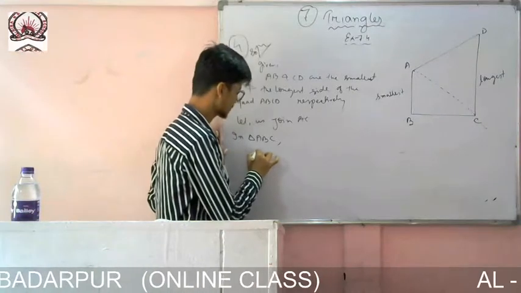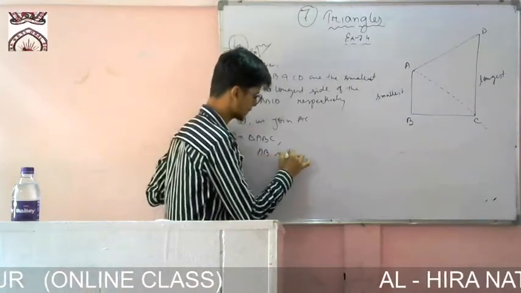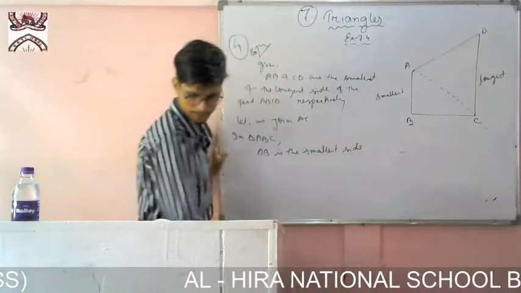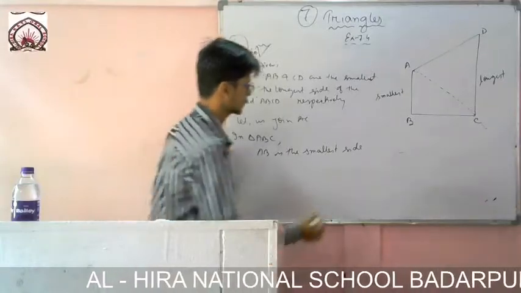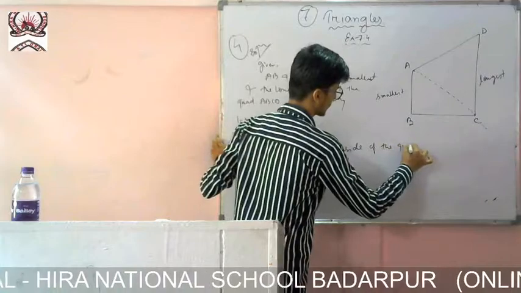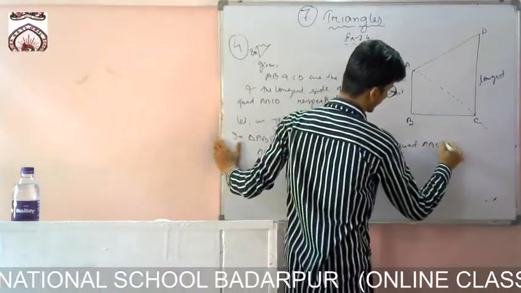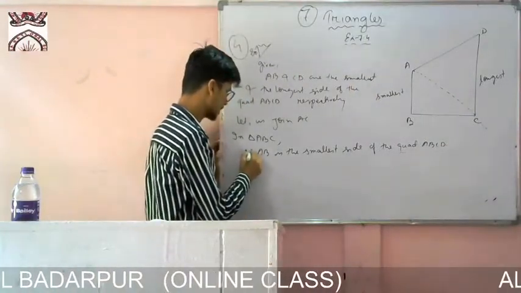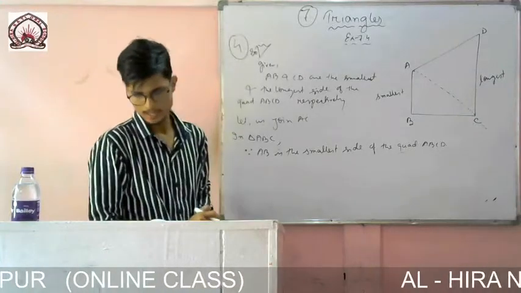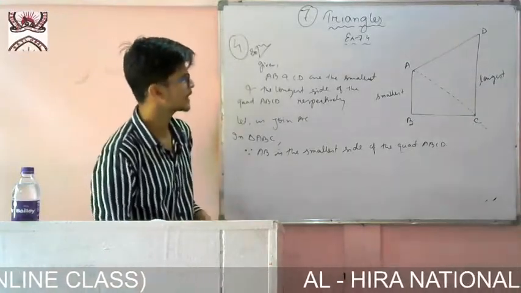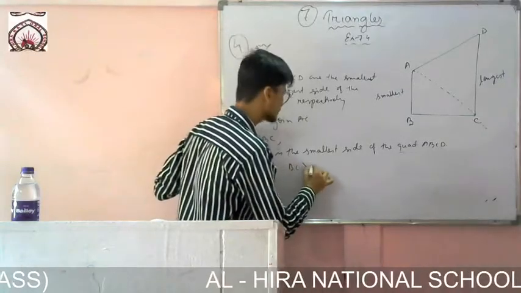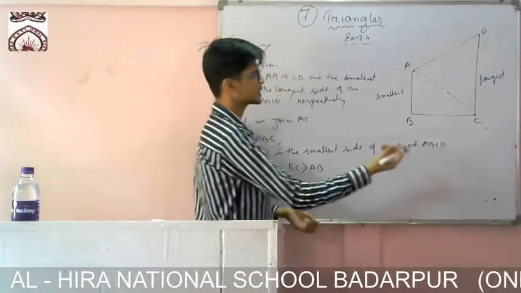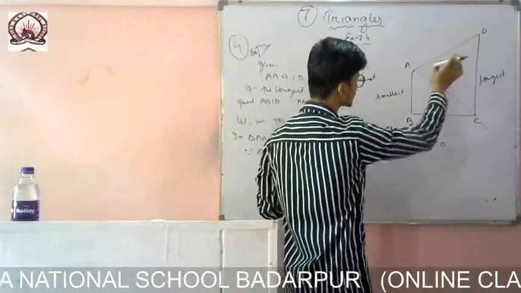In triangle ABC, since AB is the smallest side of the quadrilateral ABCD, for this triangle also it will be the smallest. So I can write BC is greater than AB, because this is the smallest side. So this side normally will be greater. Even if it is 1 centimeter more, it is still greater. This is the smallest side of this whole quadrilateral.